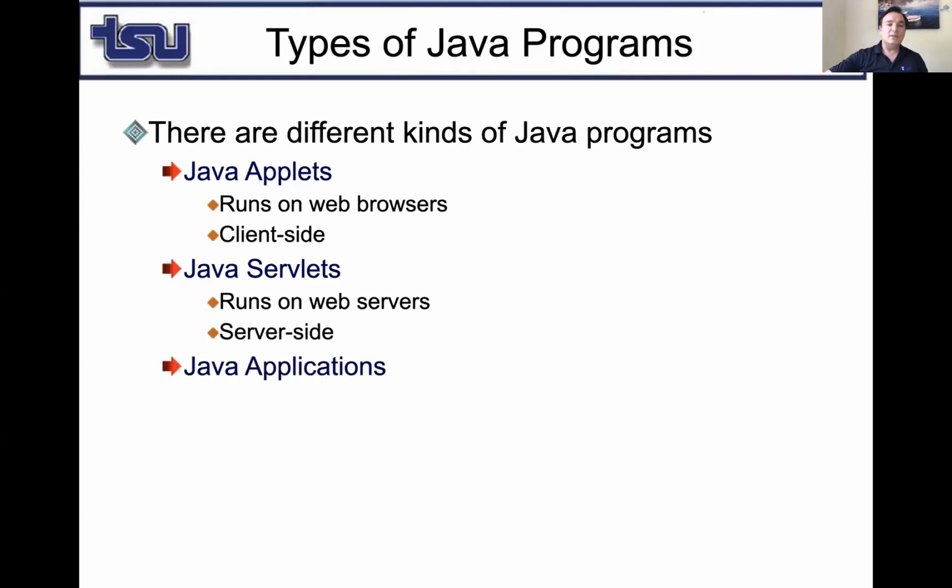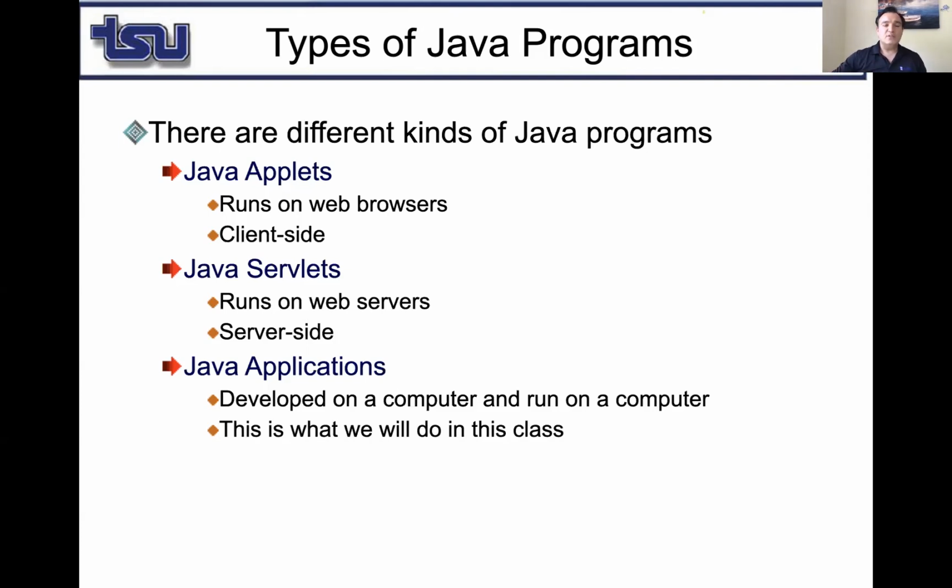And there are Java applications, which is what we're going to focus on in this class. They are developed on a computer and they run on the same or other computers. This is exactly what we're going to do in this class. We are not going to focus on applets, servlets, or any other kind of Java programs, but we are going to do Java applications. The main reason for that is that the goal of this class is to teach you the fundamentals of Java programming.